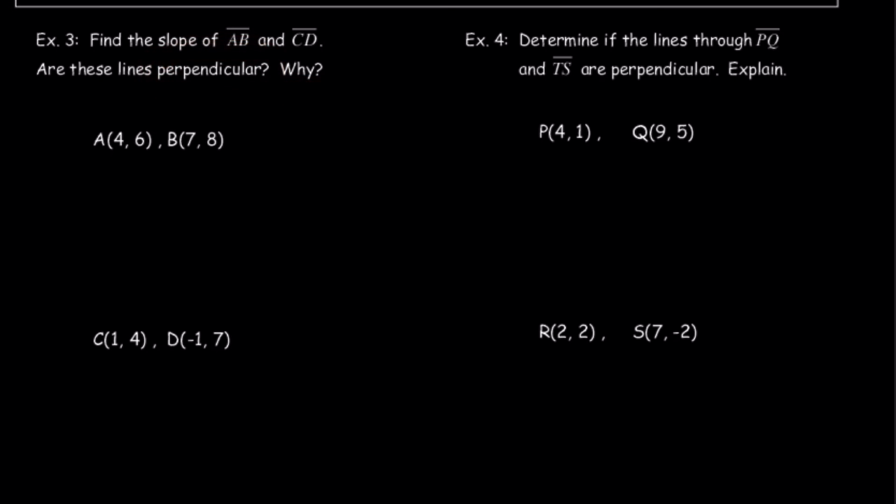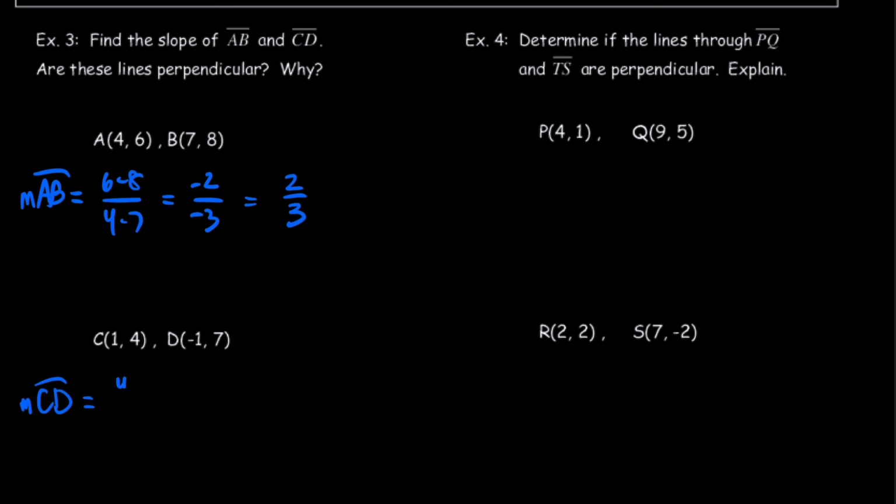Why or why not? So first, let's find the slope of AB. Y minus y, 6 minus 8, over x minus x, 4 minus 7. 6 minus 8 is -2. 4 minus 7 is -3. Remember, we have to write this as 2/3. If there's two negatives, they cancel.